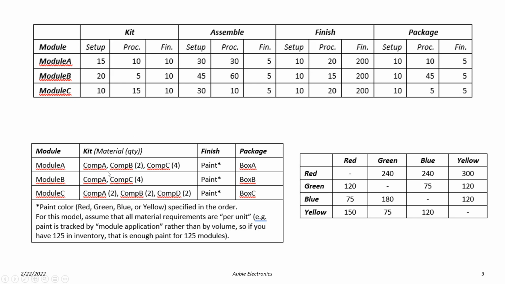We also have the bill of materials. So, for example, module A requires component A, 2 of component B, and 4 of component C at the kitting operation, requires the paint at the finish station, and a particular type of packaging, in this case, box A. Also note that the finish depends on the color of the order. So when we say paint here, it could be one of 4 colors as specified right here. Also note that the finish station has sequence-dependent setups, and so when you switch from one color to another at a particular station, you incur this sequence-dependent setup.